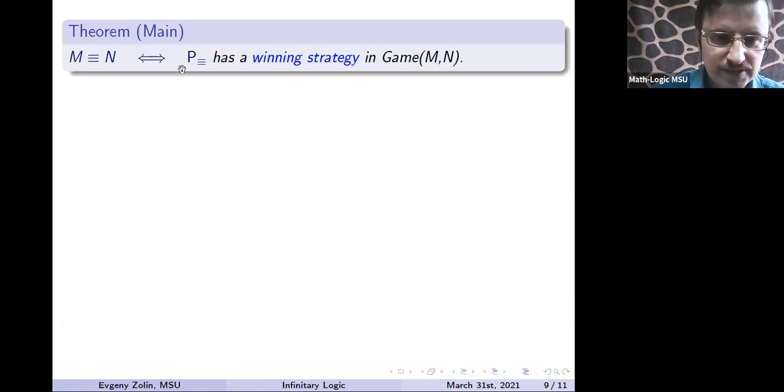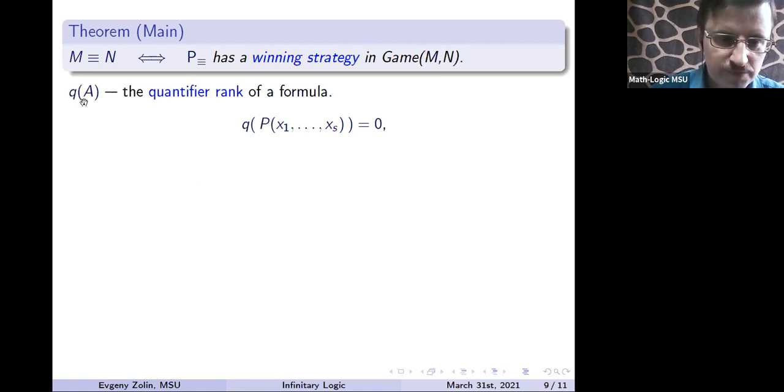When we try to prove this theorem, we will need to consider formulas of some complexity. They have some number of quantifiers, but not the number of quantifiers, but the depth of quantifiers. One quantifier inside another quantifier inside another, and so on. So we will need the following notion, the quantifier rank of some formula.